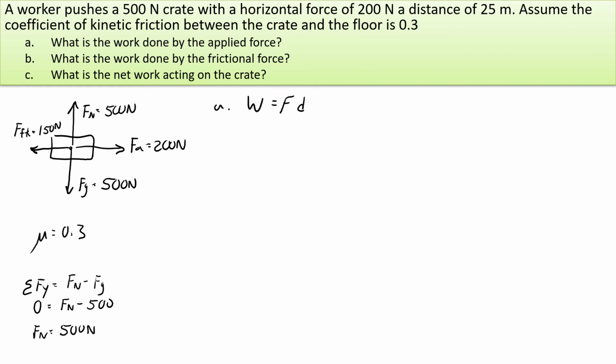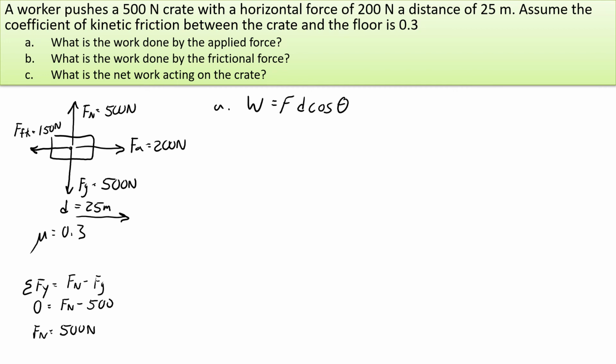So the displacement is 25 meters to the right this way. So what is the angle between the applied force and the displacement vector? Hopefully you can see they're pointing in the same direction. So that angle is going to be 0 degrees. And it's a little redundant to put the cosine of the angle here, it doesn't really matter because cosine of 0 is 1.